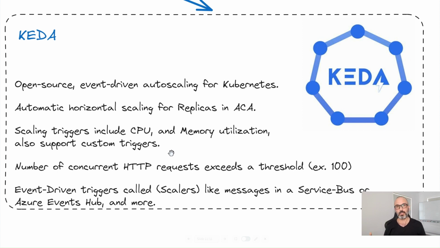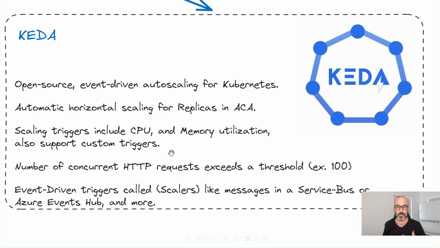number of concurrent HTTP requests. So if it exceeds, for example, 100 concurrent HTTP requests, that would trigger a rule, and then you will have another replica to deal with the increased demand. There are a lot more scalers that KEDA provides, and it is very feature-rich. It provides a lot of integration with multiple cloud providers.